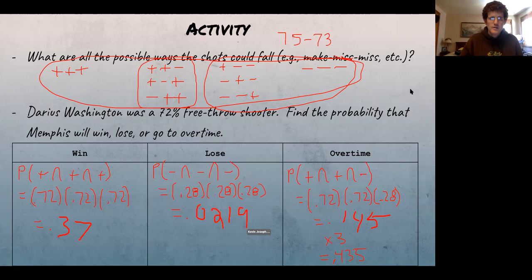Okay. So he's got some possibility of missing all 3. But more importantly, if we look at the next one, maybe he only makes 1. And it doesn't matter right here where we show the make. That's going to be your 0.72 times 0.28 times 0.28.